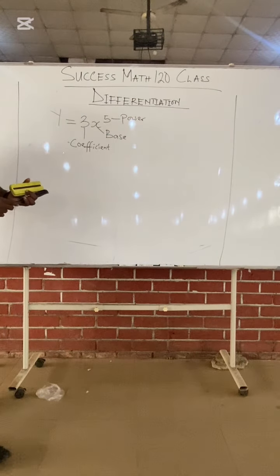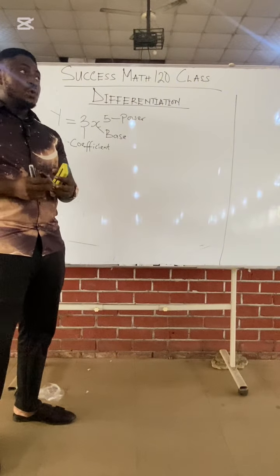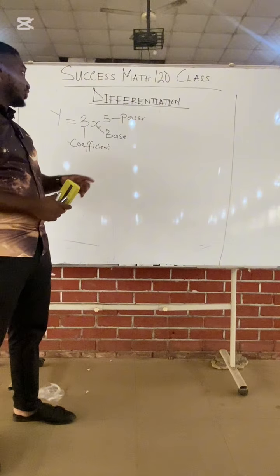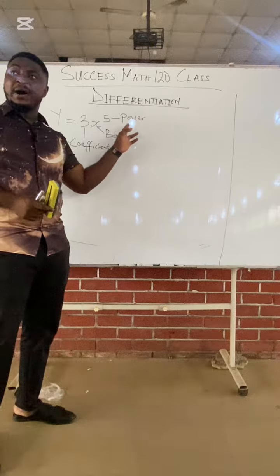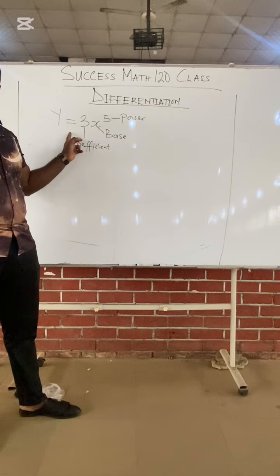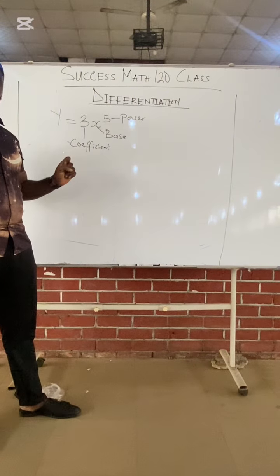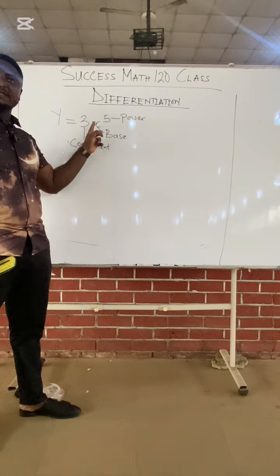Class, when you want to differentiate, you must first recognize your coefficient, base, and power. Your coefficient is the number before x. X is called the base, and 5 is called the power. You must recognize your coefficient, base, and power.